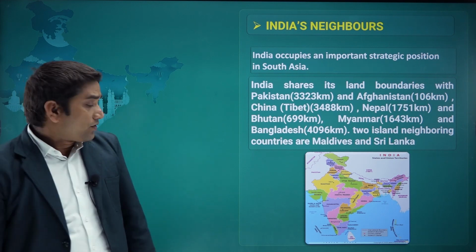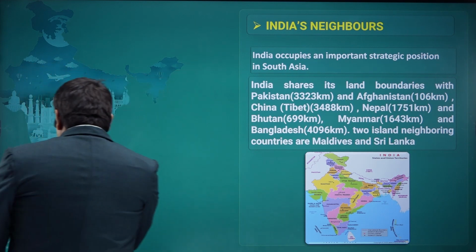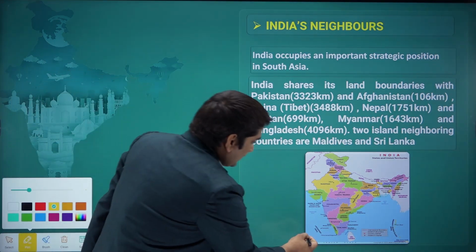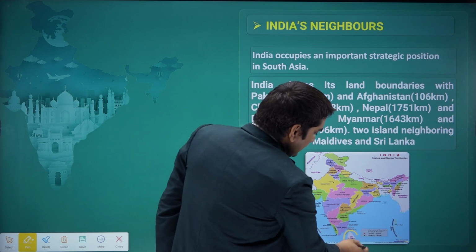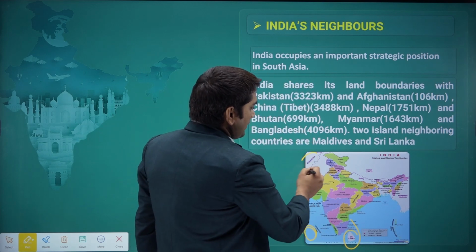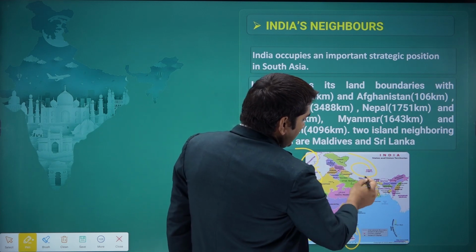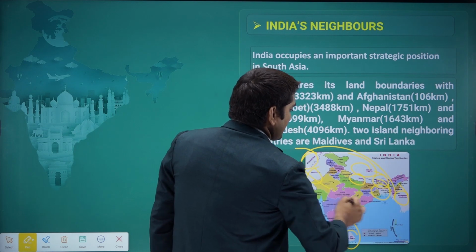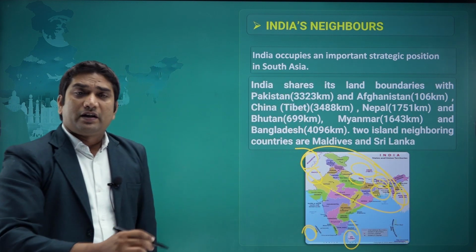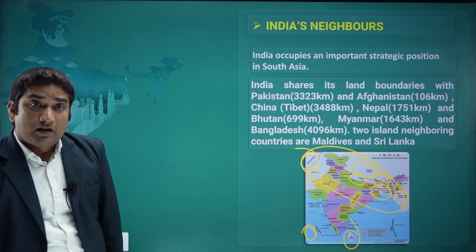So here in this region we are having Maldives, here Sri Lanka we are having, Pakistan, Afghanistan, here China, then Nepal, Bhutan, Bangladesh and Myanmar. So these 7 countries are basically landlocked countries, right?